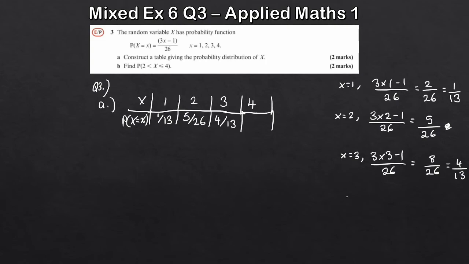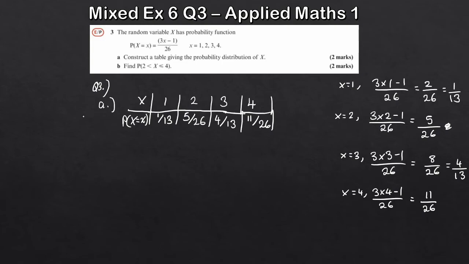And finally, x equals 4. What do we get? We get 3 times 4 minus the 1, and we divide it by 26 again. For each one of these, all I'm doing is using our probability function defined in the question. So 12 minus 1 is 11, and we divide that by 26. We obviously can't simplify that any further. So we just finished with 11 over 26 there. That's our probability distribution. Again, mine's a bit scruffy, but make yours look a little bit neater.